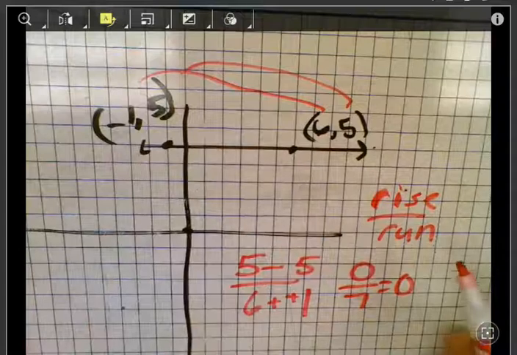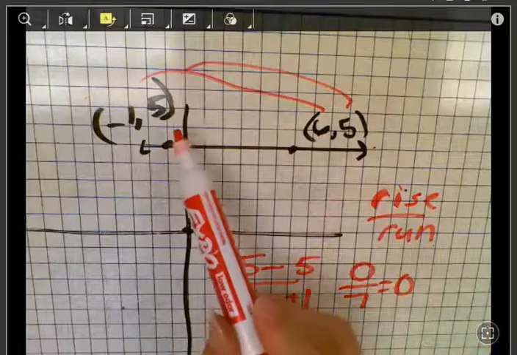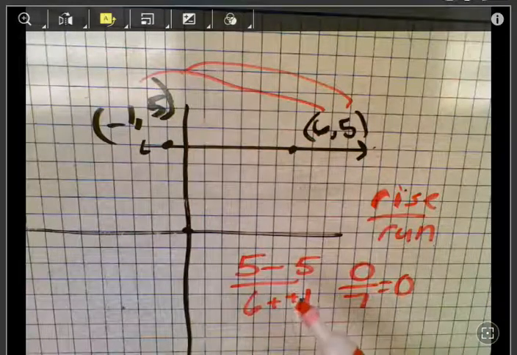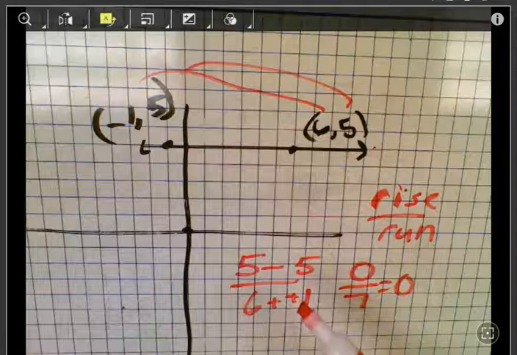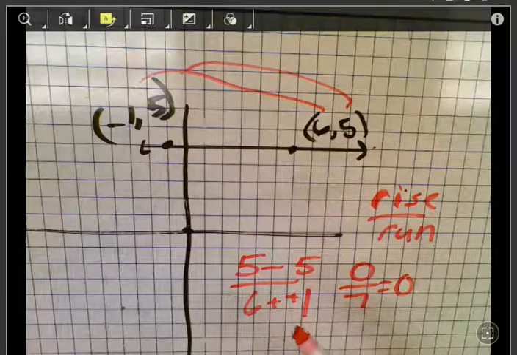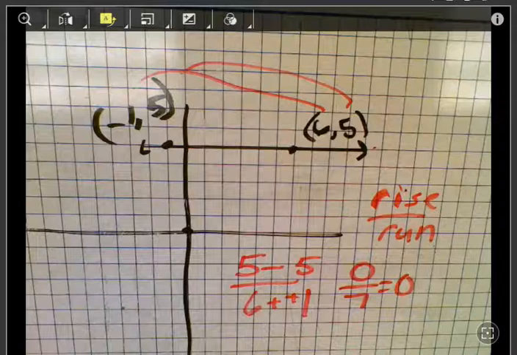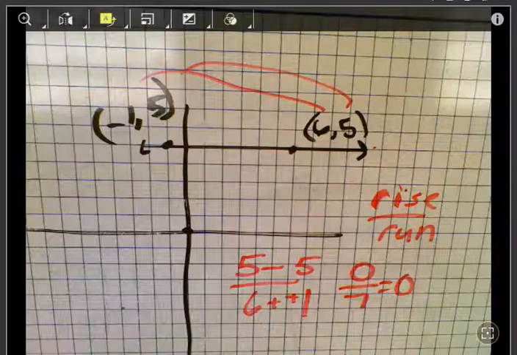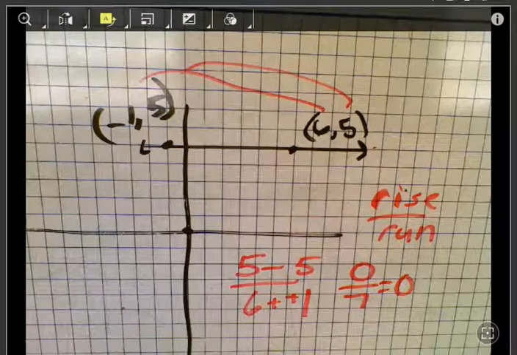All horizontal lines will be 0 because they'll all be in the same line, and that y, that top number, will always come to 0. So if you have a horizontal line, your slope is 0. You are going nowhere. You're not going up. You're not going down. You're doing 0 work. And there's a video on that I hope to show you in class sometime.